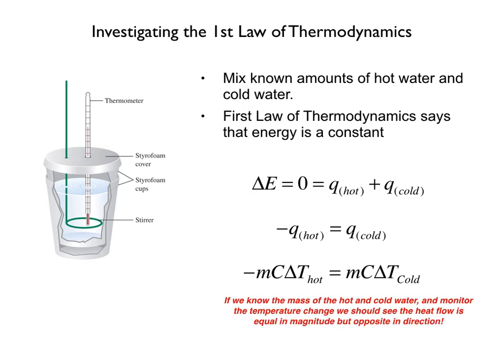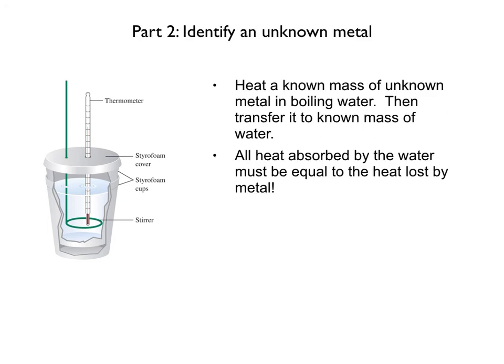In the second part of the experiment, we're going to identify an unknown metal. And here what we can imagine doing is taking a small amount of unknown metal, placing it in boiling water to heat it to 100 degrees Celsius. And then you can imagine taking that hot piece of metal and transferring it into a calorimeter full of water with a known mass.